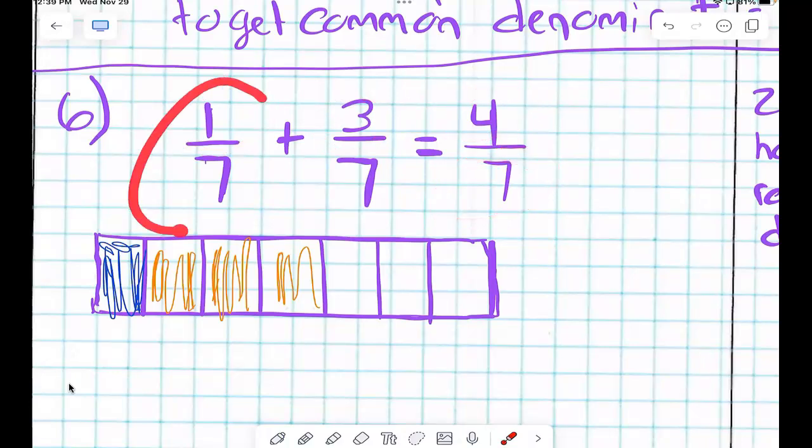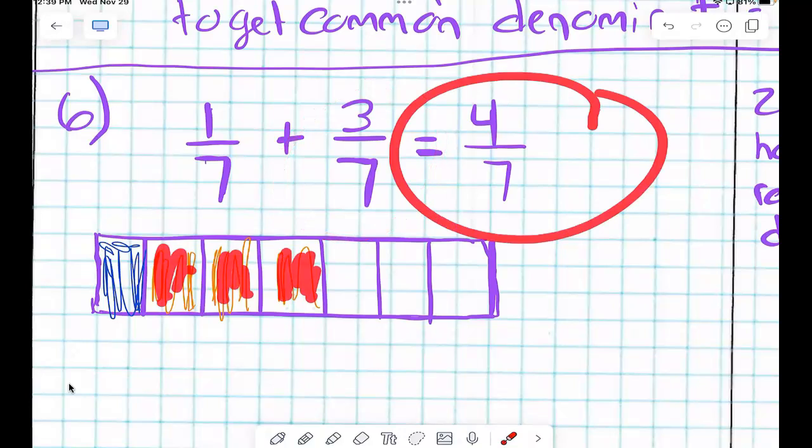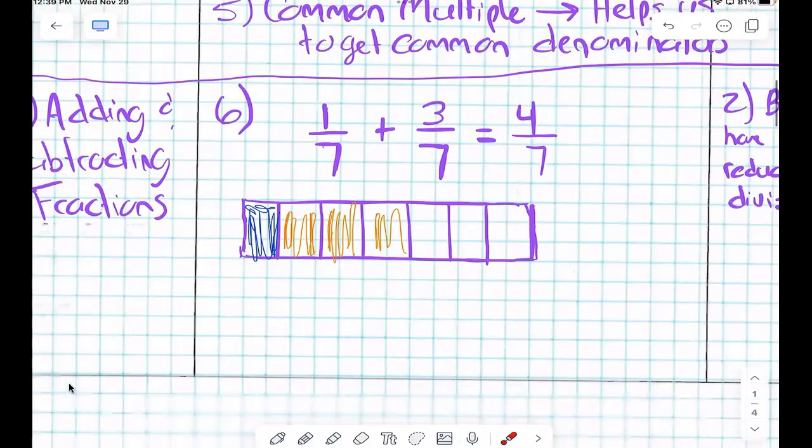And here's the proof. Someone ate 1/7 of a candy bar. That much, right? Someone else ate 3/7 of a candy bar, which would be 1, 2, that much, right? All together, how much of the candy bar is gone? 4. 1, 2, 3, 4. Can you use pictures to help you do math? Yes. It's actually a great strategy.